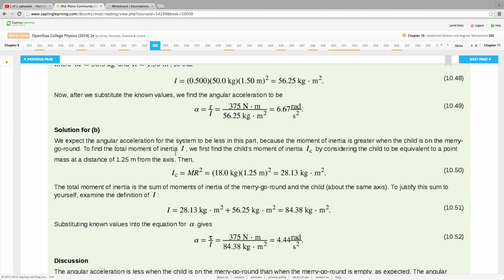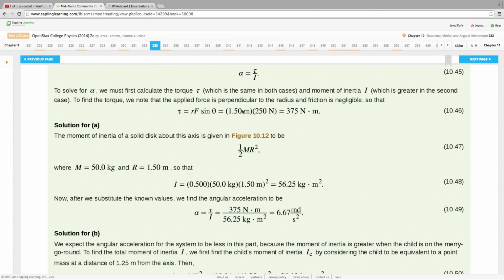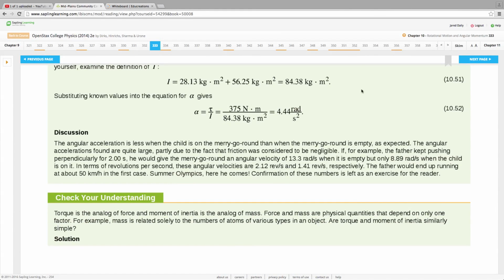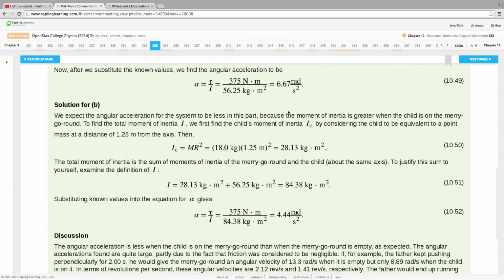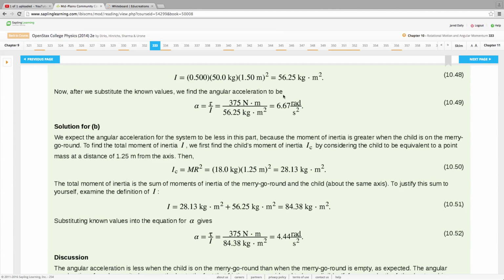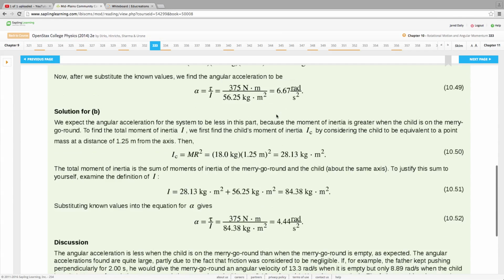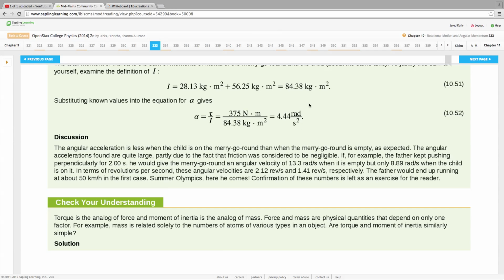Use the torque that you calculated earlier up here, right here. And then you can divide the two, and you get 4.44 radians per second squared for the angular acceleration. So you can see that with the kid off of there, it was 6.67 radians per second squared, which means it speeds up faster in rotating. And then this one rotates slower as you try to speed it up with the same amount of force. And you would expect that. You put some mass on there, it's harder to turn the thing.